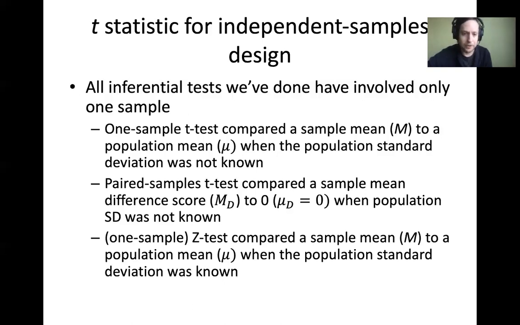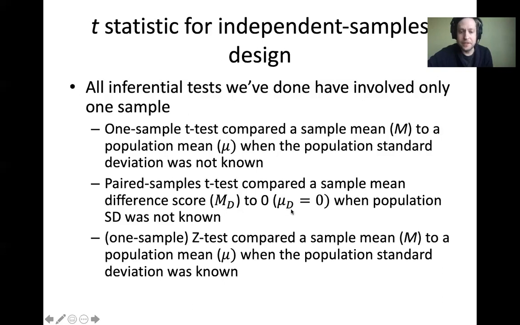But anyway, what I'm showing you in the slide is that everything we've done so far has just involved a single sample mean. Very obvious for the one sample t-test and one sample z-test. It's kind of implied by their names, but it's also true for the paired samples t-test. We calculated the single sample mean, which we called M sub D. That D stands for difference score. And we compared this M sub D, the mean difference score, to a population mean.